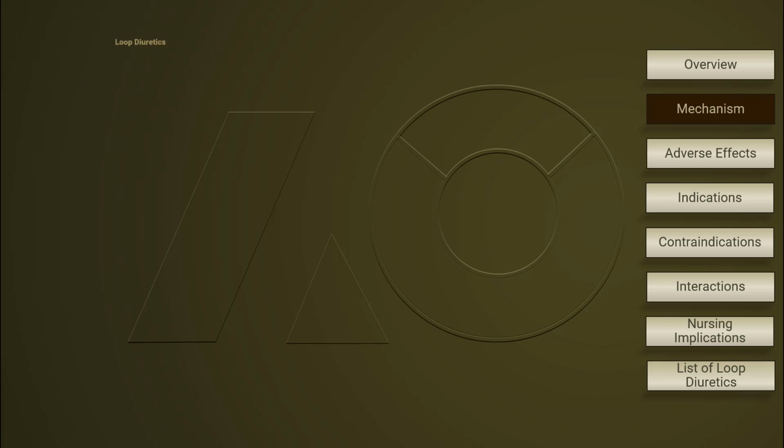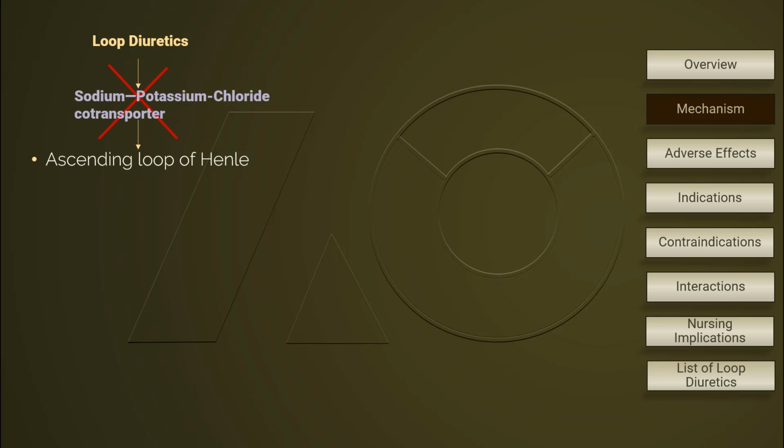Loop diuretics are the most powerful diuretics because they take effect on the ascending loop of Henle. Normally, in the ascending loop of Henle, 25 to 30% of sodium in the filtrate is reabsorbed back into the blood via the sodium-potassium-chloride cotransporter. Medications in the family of loop diuretics inhibit the sodium-potassium-chloride cotransporter, decreasing reabsorption of these three ions.